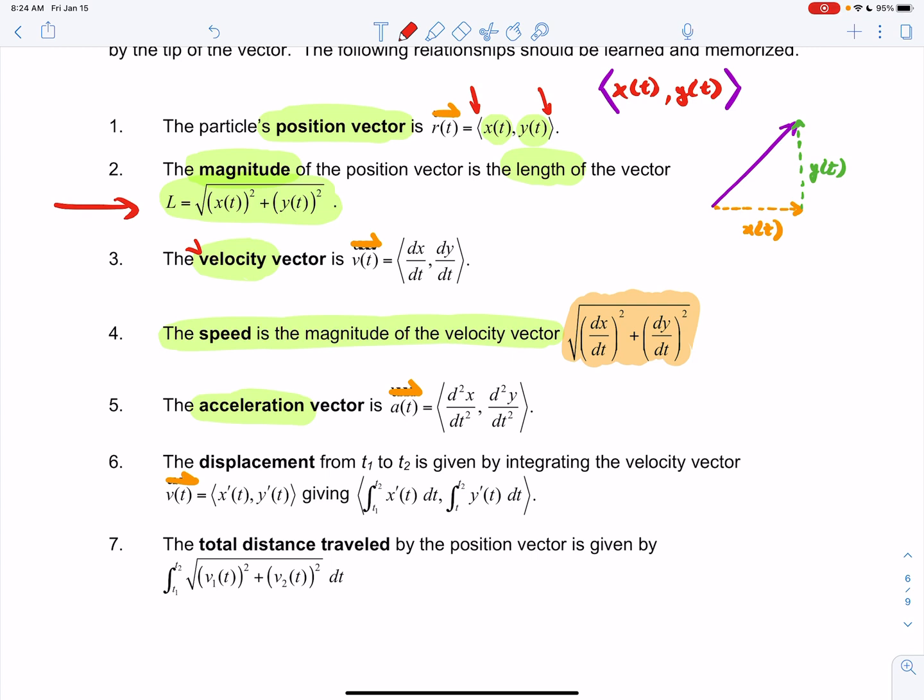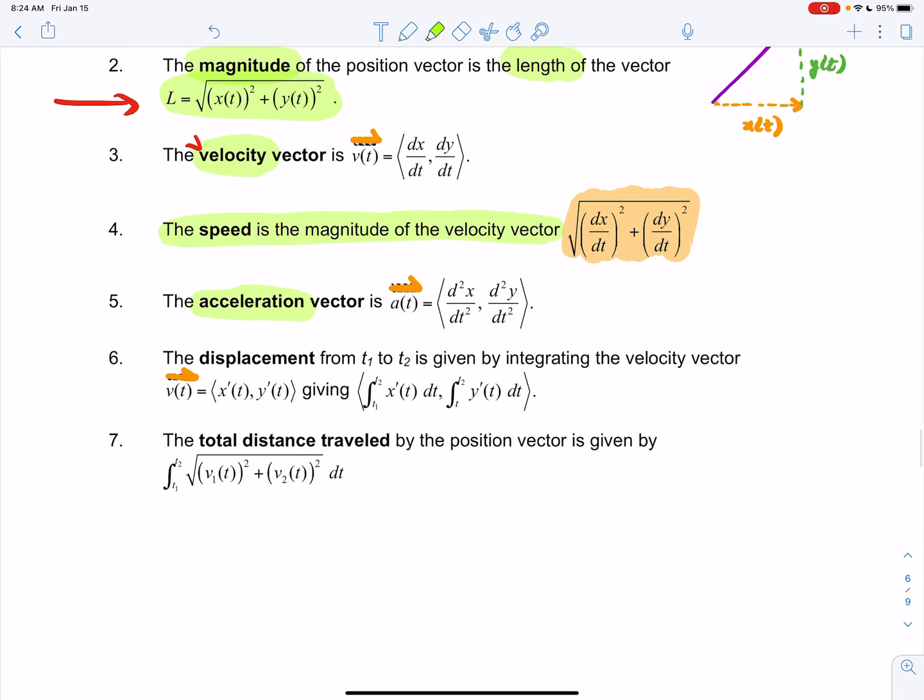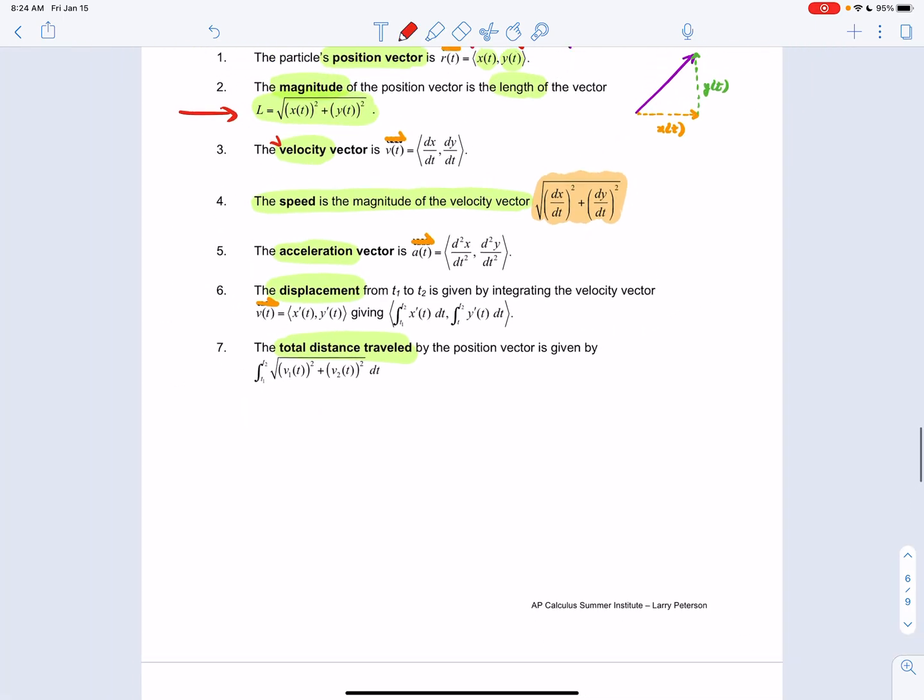Okay, so number 6 and 7. We revisit what we learned last year regarding displacement and distance. Okay? Do you guys remember what the difference is?